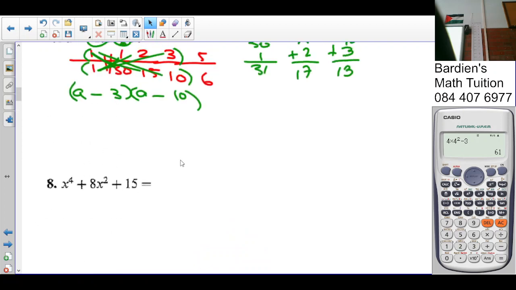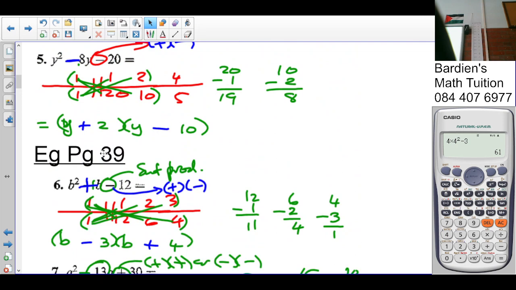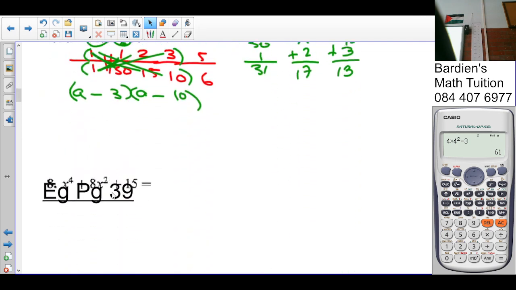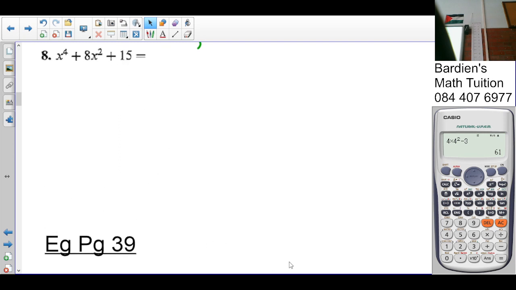Go one back here quickly. These were some of the examples on page 39. This is number 8. Write that one down quickly. We'll do that one together. And then you draw the product line for me.